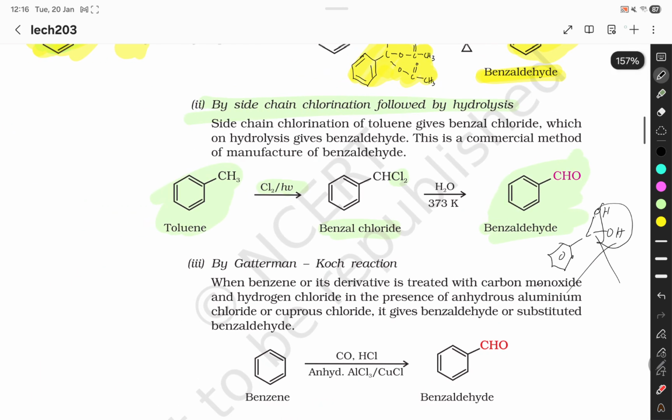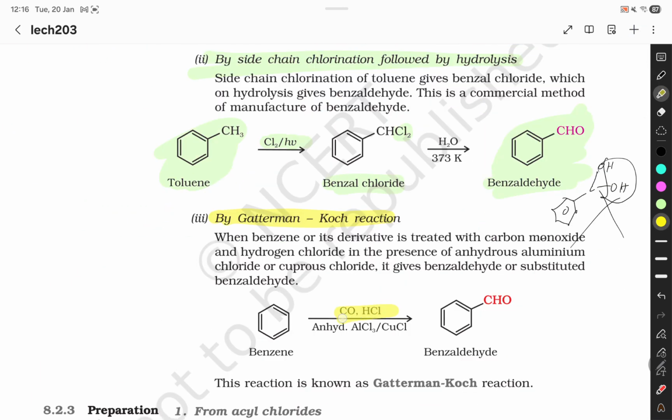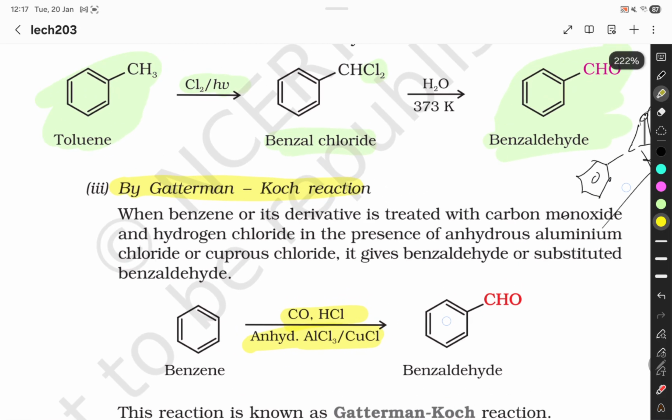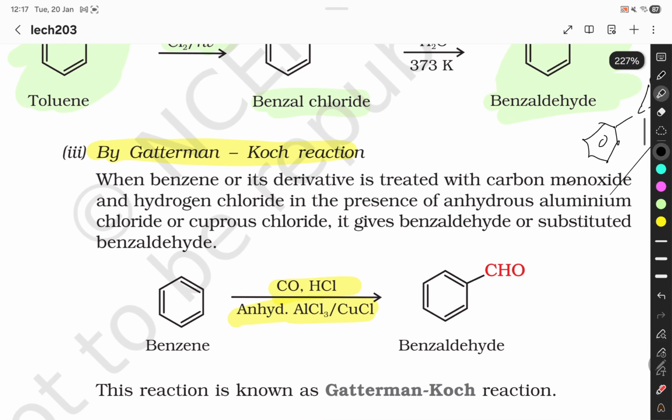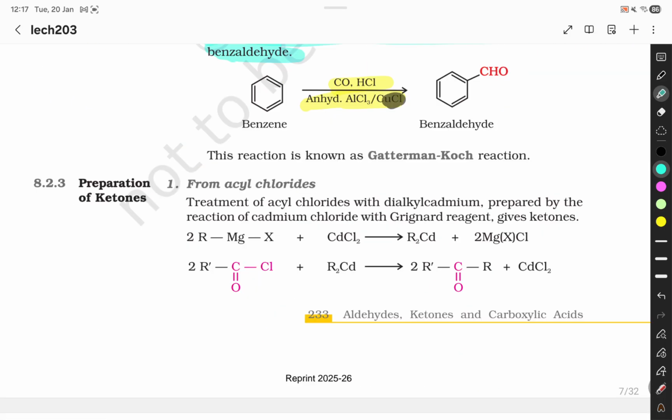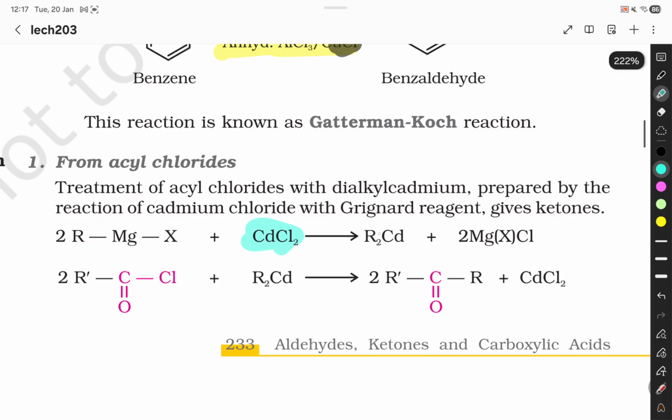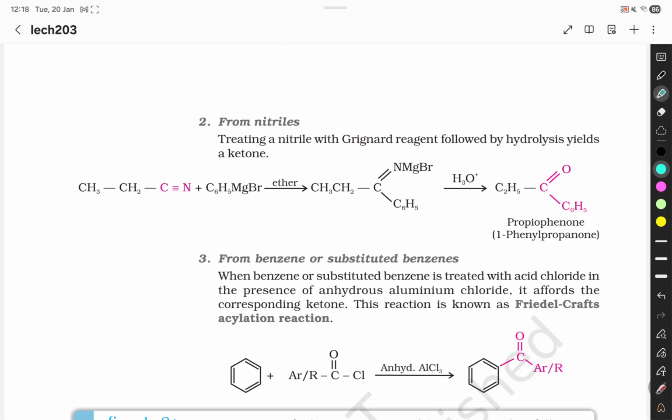This is all fine. Gatterman-Koch synthesis is with CO, HCl, AlCl3 or CuCl, guys. Cuprous chloride. Remember, cuprous chloride is something that I forgot. Here they have told the preparation of R2CO as well. So RMgX plus CdCl2 gives R2Cd plus MgXCl.